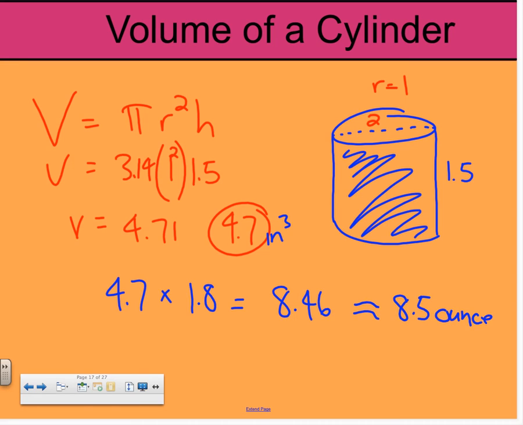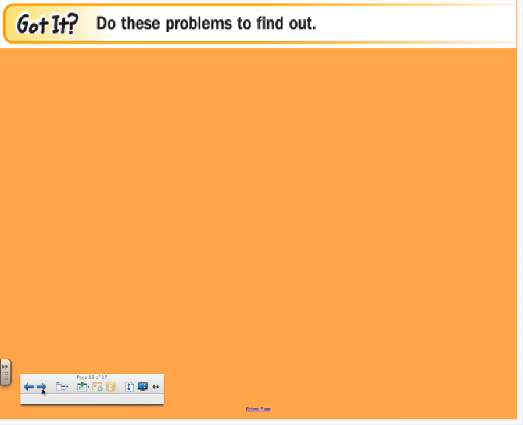So please always read very carefully. What is the question asking you? In this case, it wasn't just asking you about the volume. It was asking you how much something weighed. But in order to figure out how much it weighed, you had to find the volume in the process. Okay? There's another Got It in the middle of page 591. Go ahead and try that one.